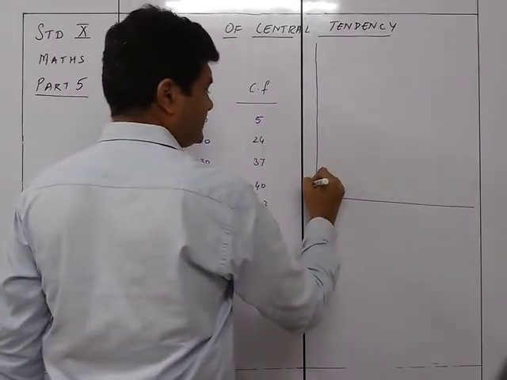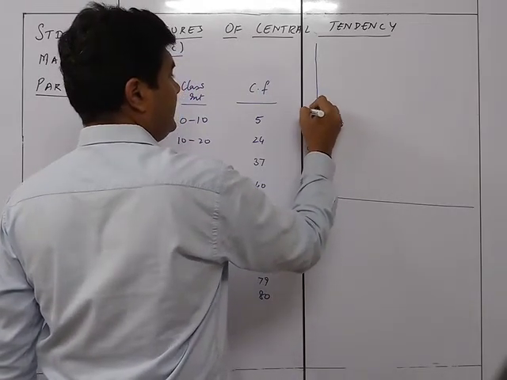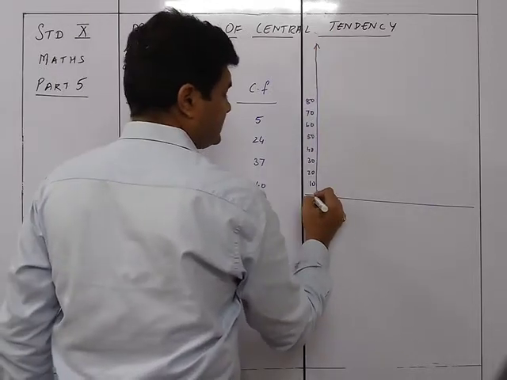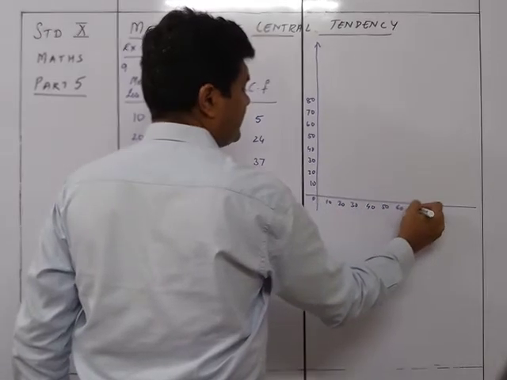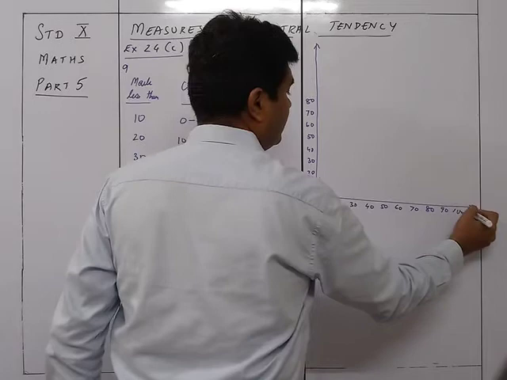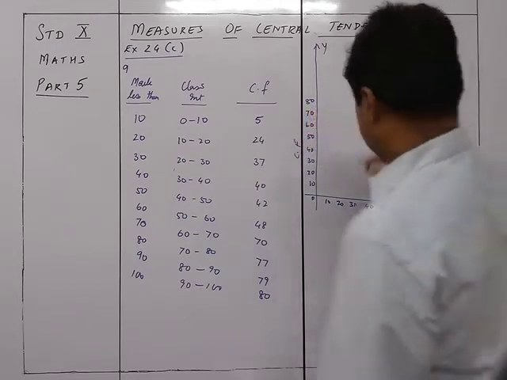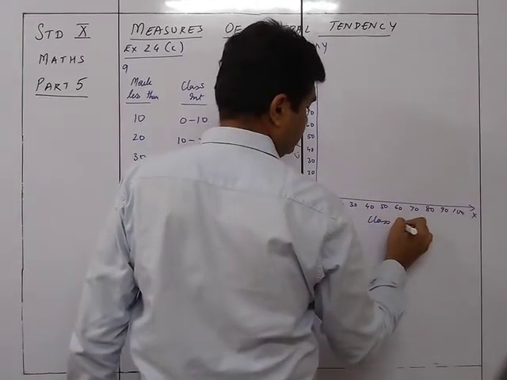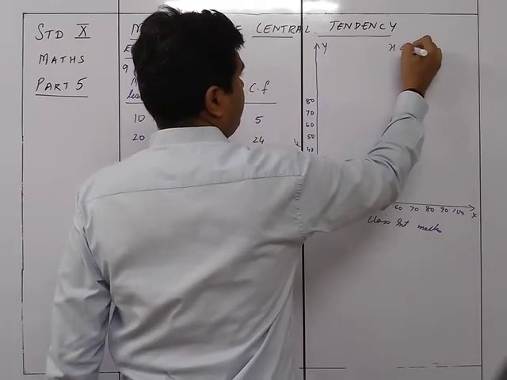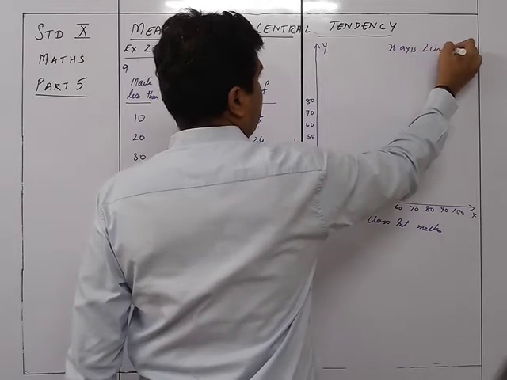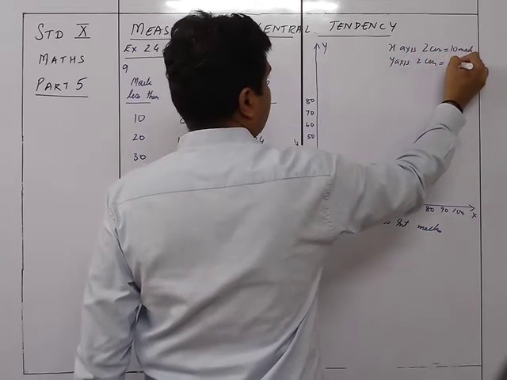Here it is up to 80. So it is 10, 20, 30, 40, 50, 60, 70, 80. Over here it's going to be 10, 20, 30, 40, 50, 60, 70, 80, 90, 100. That's the x-axis, this is the y-axis. This is the cumulative frequency. This is the class interval or marks. X-axis 2 cm is equal to 10 marks and y-axis 2 cm is equal to 10 units.